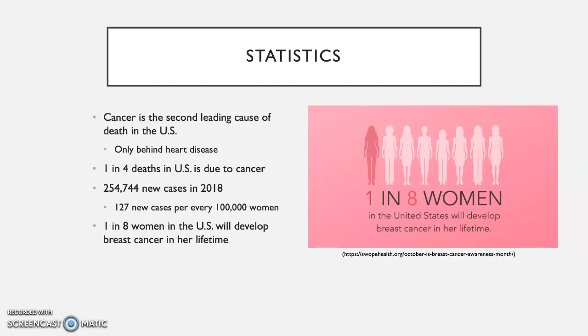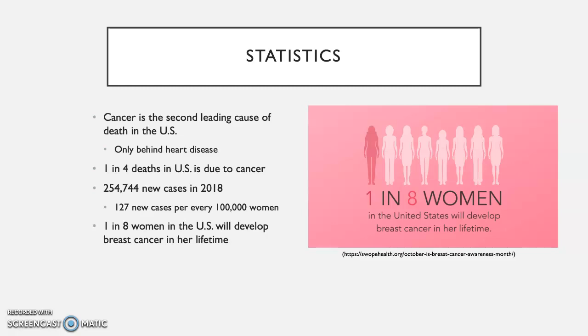So cancer is the second leading cause of death in the United States. It's only behind heart disease in causes of death, which is really crazy. It's actually the cause of 1 in 4 deaths in the United States. Now, that's not breast cancer in particular, just cancer in general. But in 2018, there were 254,744 new cases of breast cancer. So that's about 127 new cases per every 100,000 women.